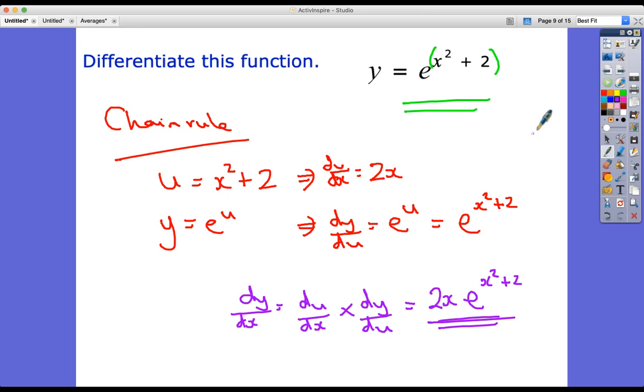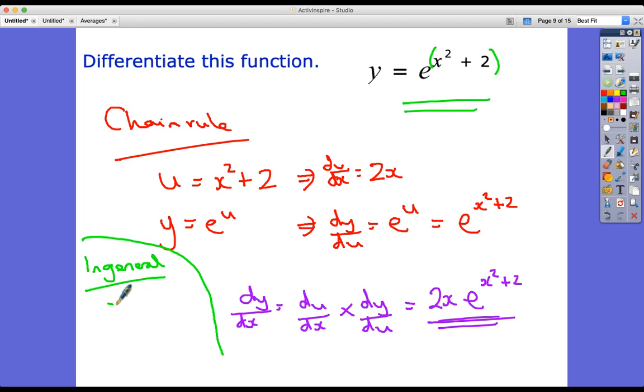Now again, I'm going to aim to do a general case, a general formula for doing these types of questions a bit quicker. What you can see is that basically I've differentiated this and it's become the coefficient, the term in front, multiplied by that original e to the x squared plus 2. So let's try and get that in a general form.